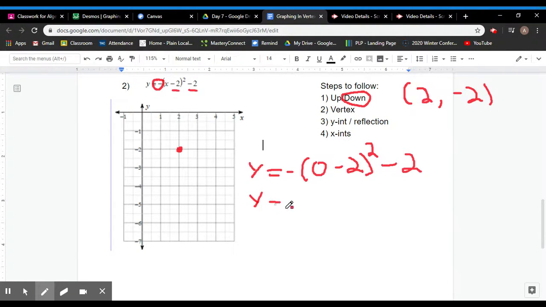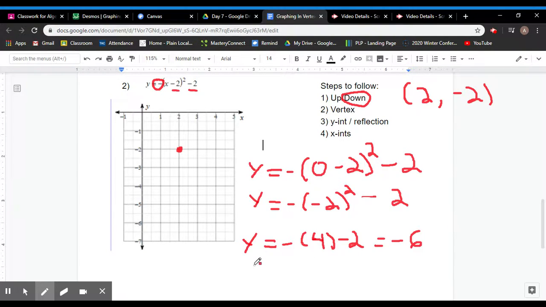So y equals negative. We have a -2 in the parentheses because 0 minus 2 is -2. Whoops, that's just supposed to be a negative sign. -2 squared is 4. Okay, so we have a -4 minus 2. That equals -6. So we have a y-intercept at -6, right here.